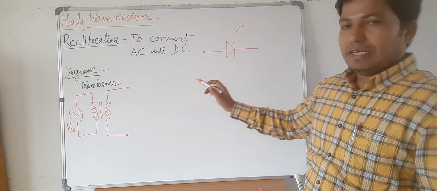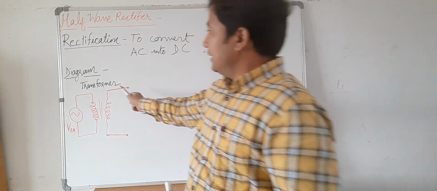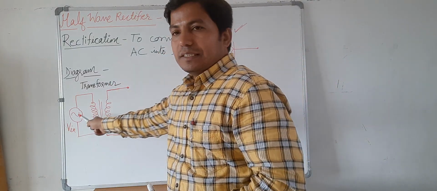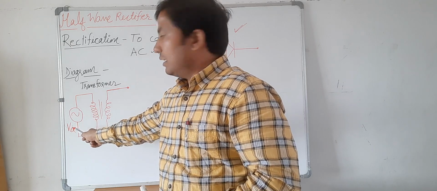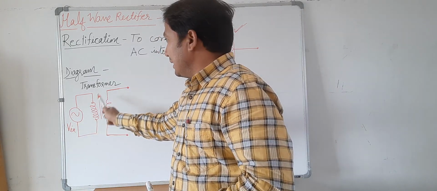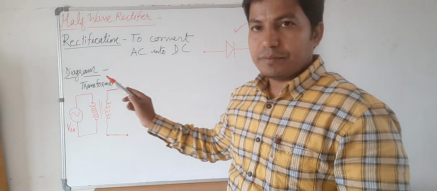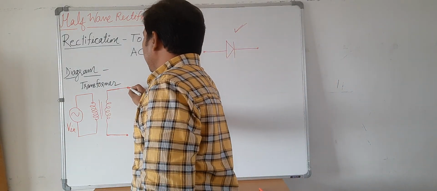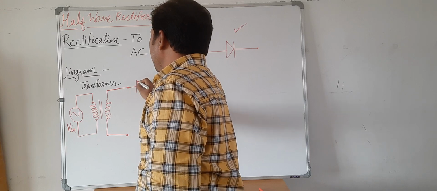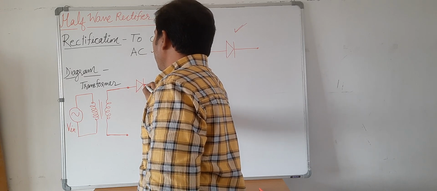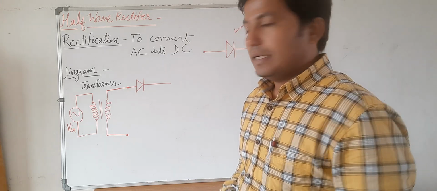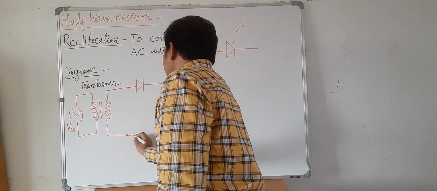In half wave rectifier, first you see that this is symbol of transformer. This is input alternating voltage, and this is symbol of transformer. सबसे पहले आपको ट्रांसफार्मर का सिंबल बनाना है. Now connect a diode. एक डायोड कनेक्ट कर दीजिए.